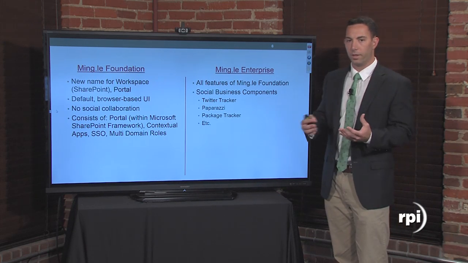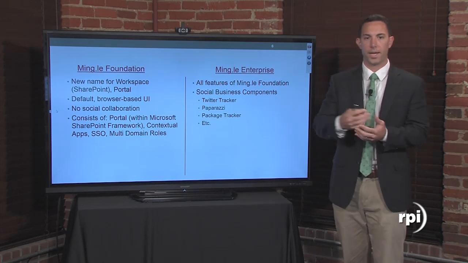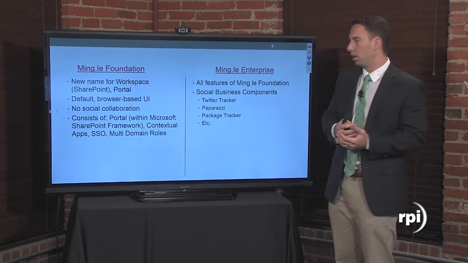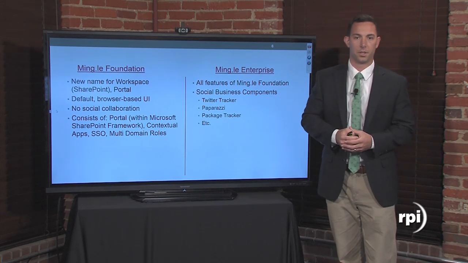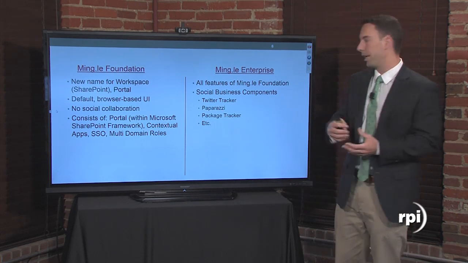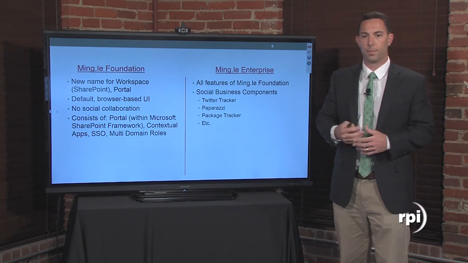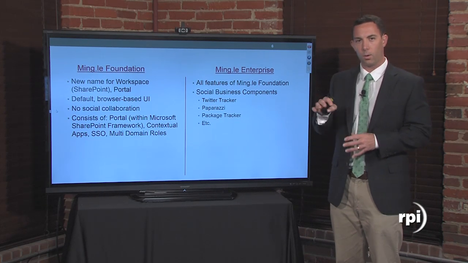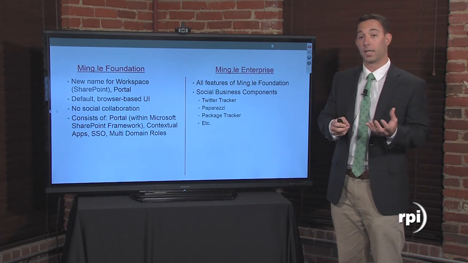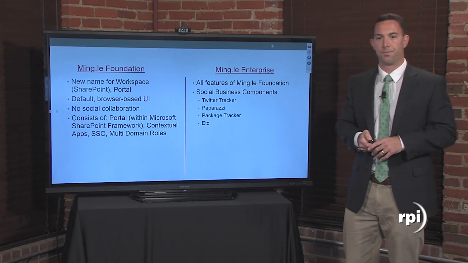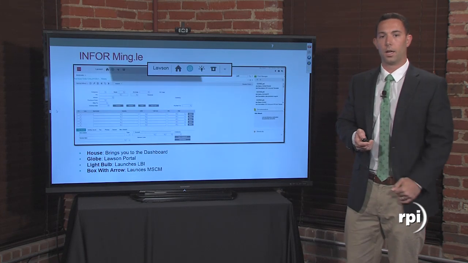All right, two different types of Ming.le: Foundation and Enterprise. Foundation is right out of the box. You don't pay any extra for this. It just comes with your version 10 system. Ming.le Enterprise is a step up with some added features. You get all of the features from Foundation, plus some added social business components like Paparazzi and Twitter tracker and things like that, which allow you to dive deeper and track a lot more business objects within your Lawson environment. Just so you know, there are two different types of Ming.le out there, but we're going to take a look at Ming.le Foundation.